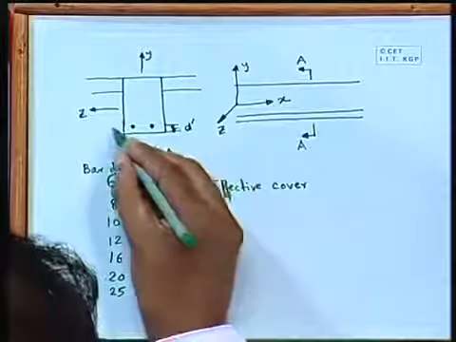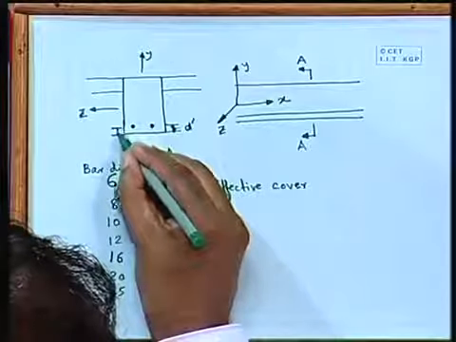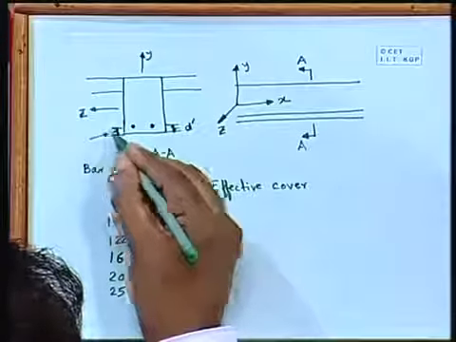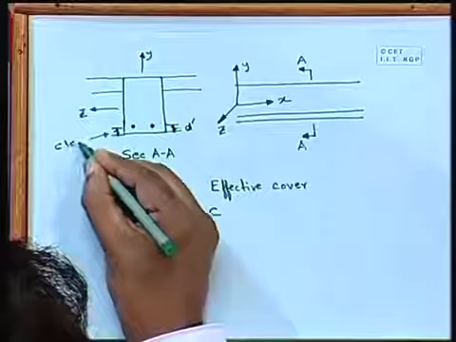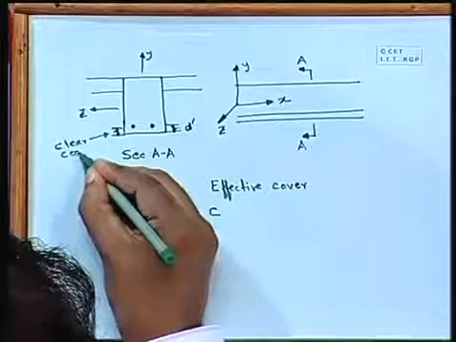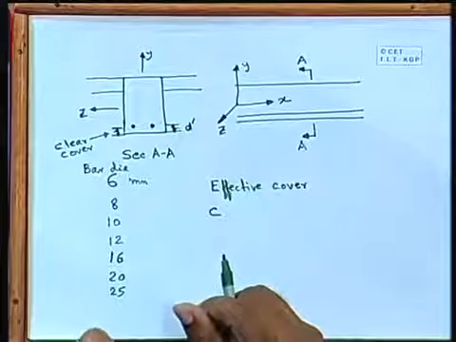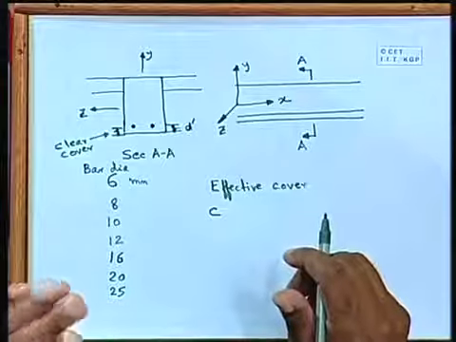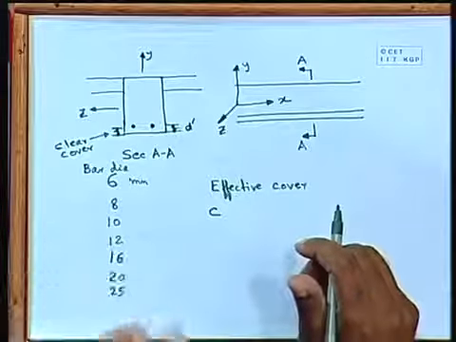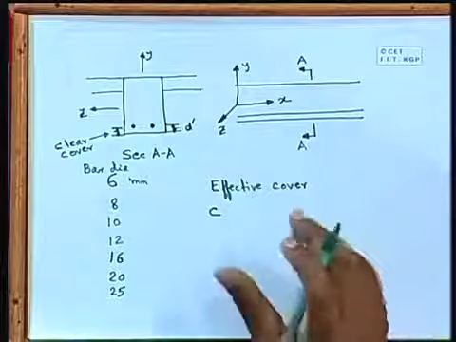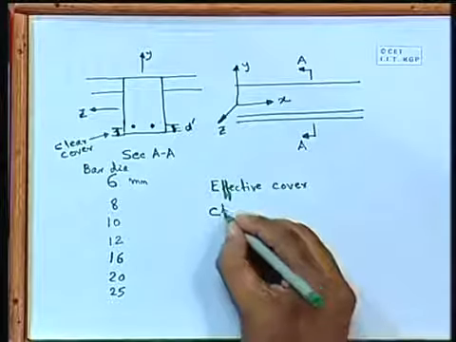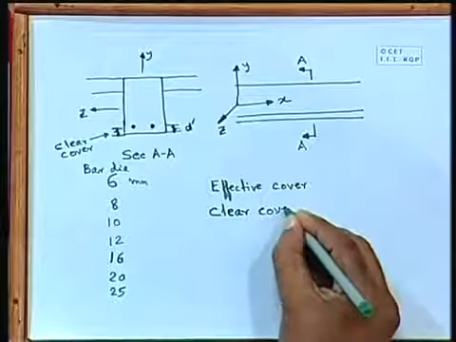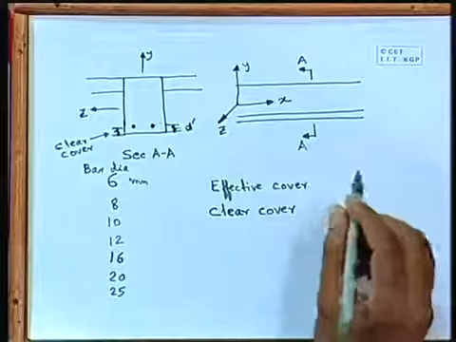We can have the other one that is called clear cover. So we have effective cover and clear cover. Clear cover means from the end of the bar, the end of that section, that is called actually clear cover. So we have one clear cover and another one is called effective cover.